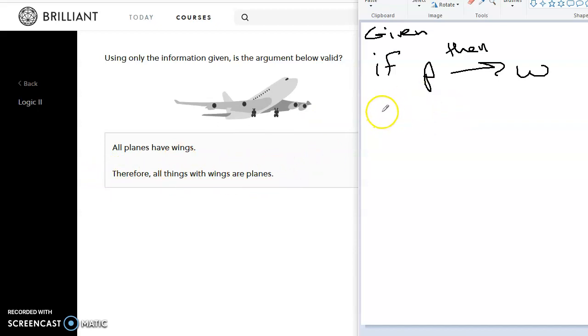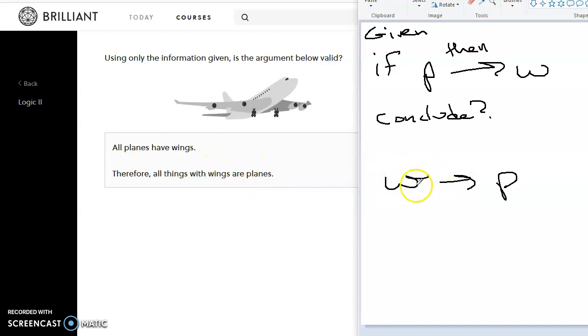So can we conclude that all things with wings are planes? Is it always true that if planes then wings means all things with wings are planes? If W then P. And I can use a counterexample to disprove this one, right? I can say, well, what about a bird? A bird has wings and is not a plane.